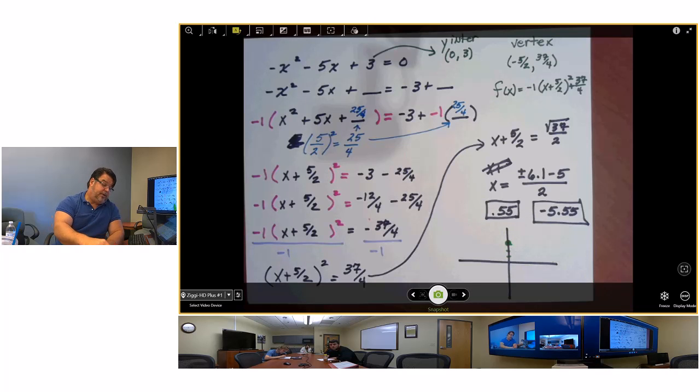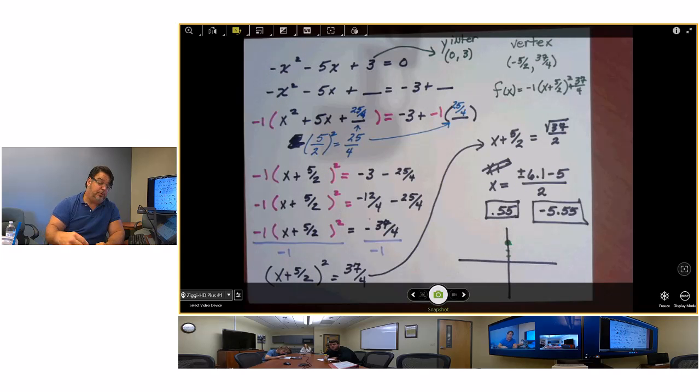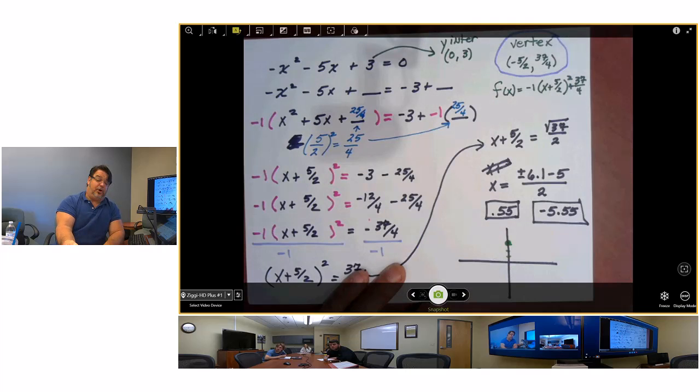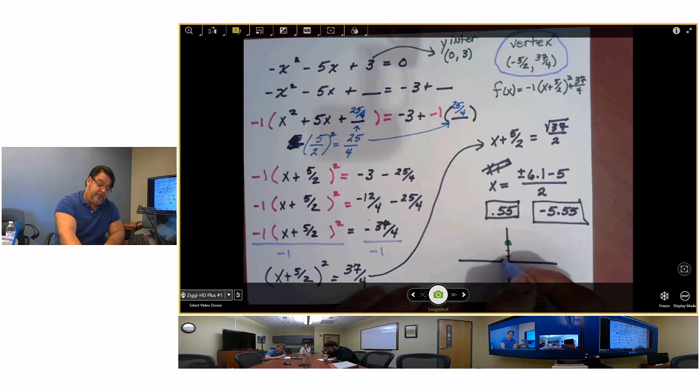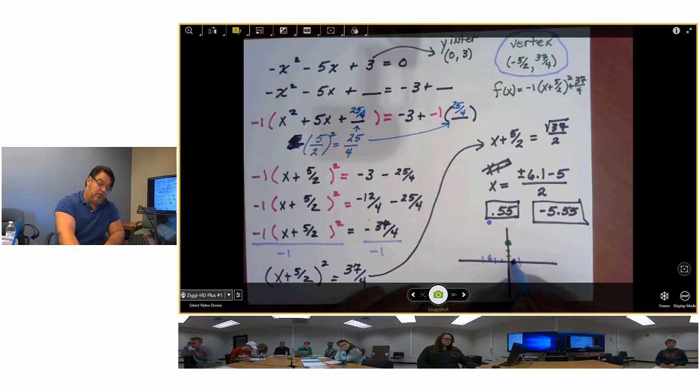The vertex, we'll do it in a blue, or this lavender. It's -5/2, which is -2.5. -2.5 is right here, and then positive 9 1/4 will be up here somewhere. And 0.55 will be right in here. And then -5.5, 1, 2, 3, 4, 5, 6.